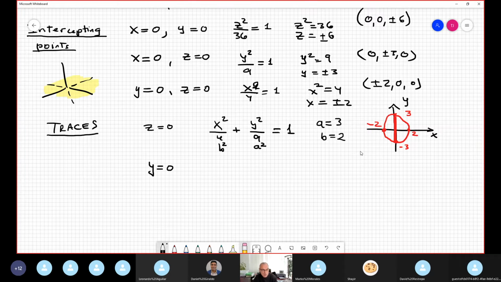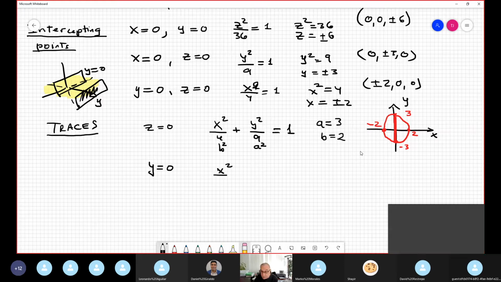Okay? Likewise, suppose y is 0. There's another plane, and suppose that this is the y-axis. This plane looks like that. Okay, so y equals 0 is here. Now in the original equation, I suppose that y is 0, and my equation stays like x squared over 4.